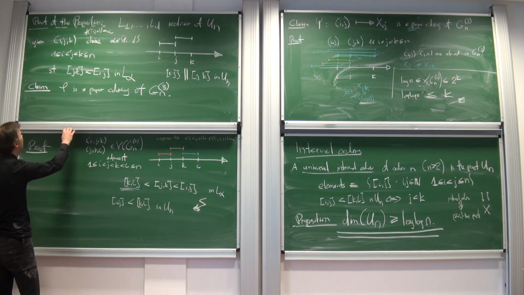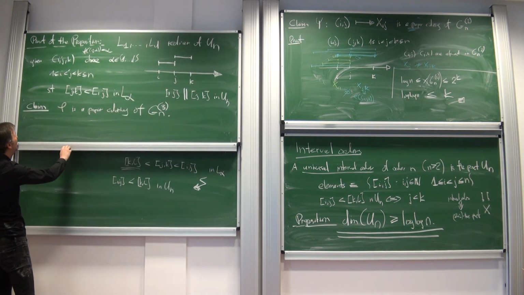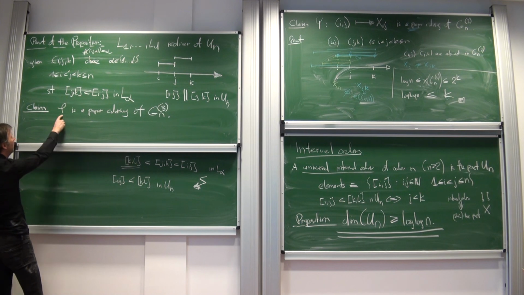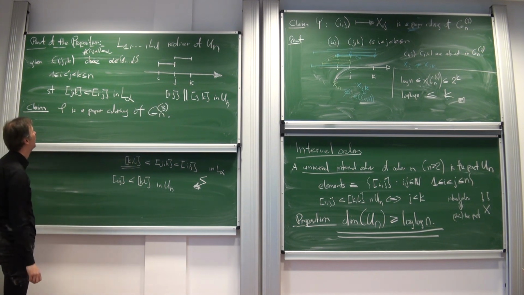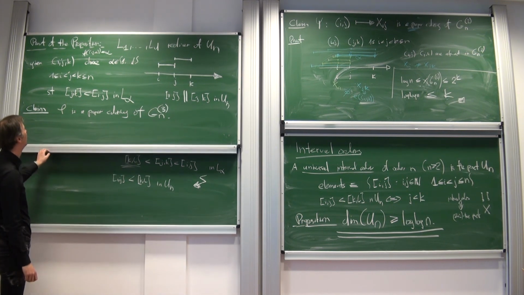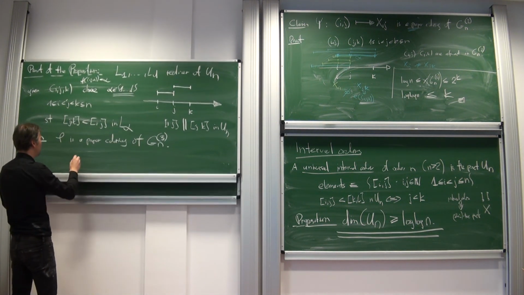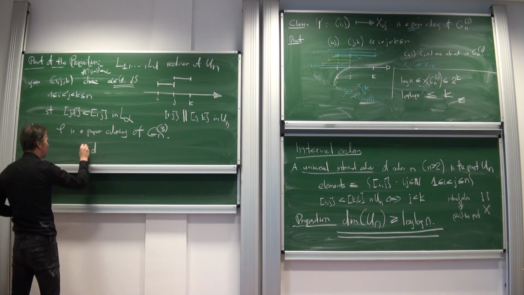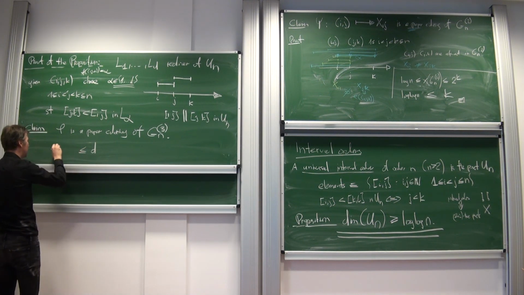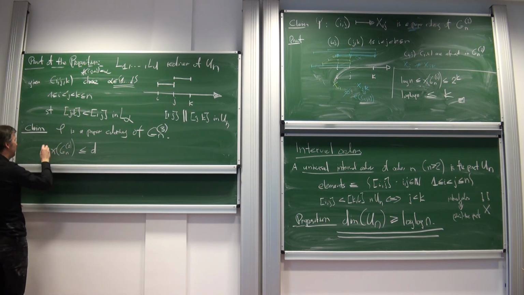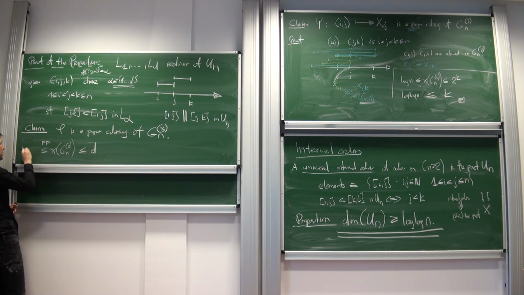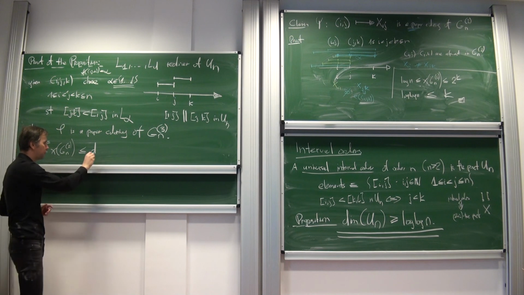And since the coloring is proper, we can see how many colors we use, and the number of colors is from 1 to d. So this means that d upper bounds the actual chromatic number of GN3, but this we know from the fun fact that this is at least log n, as desired.